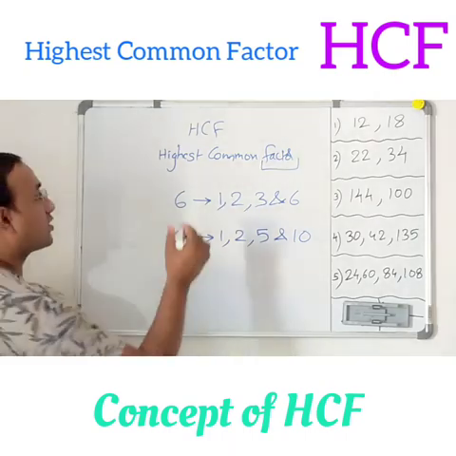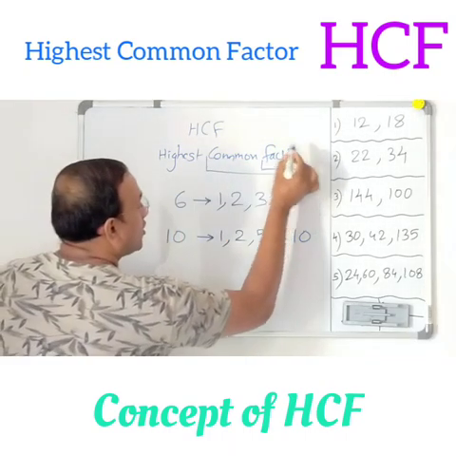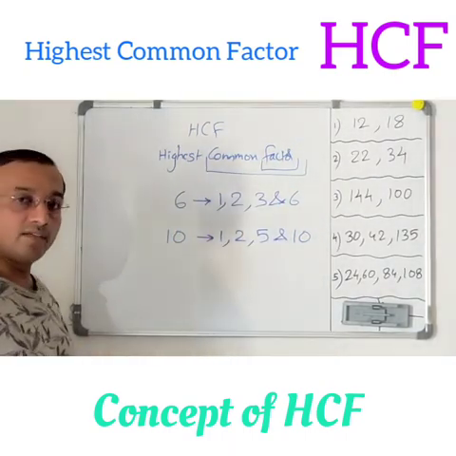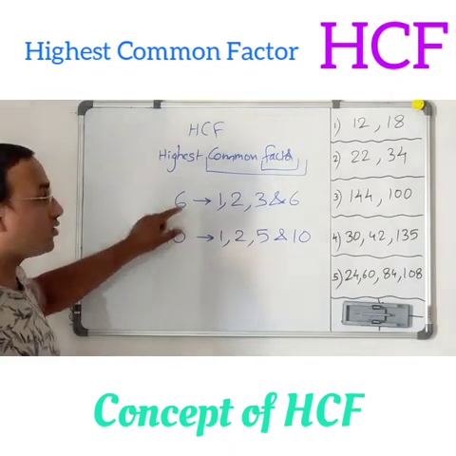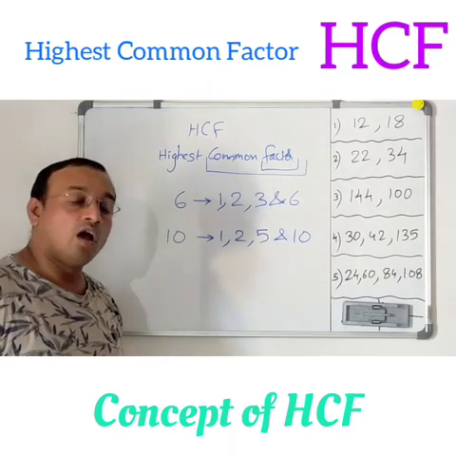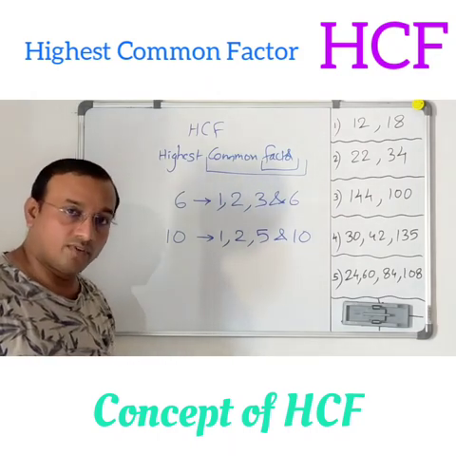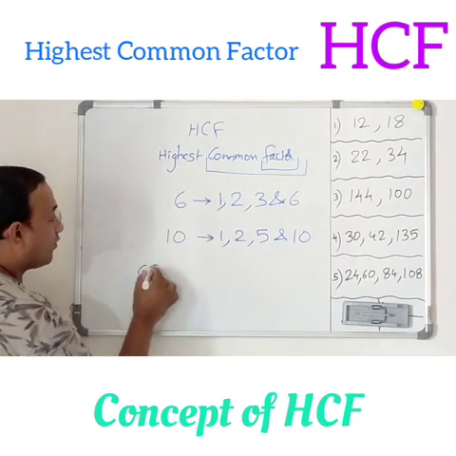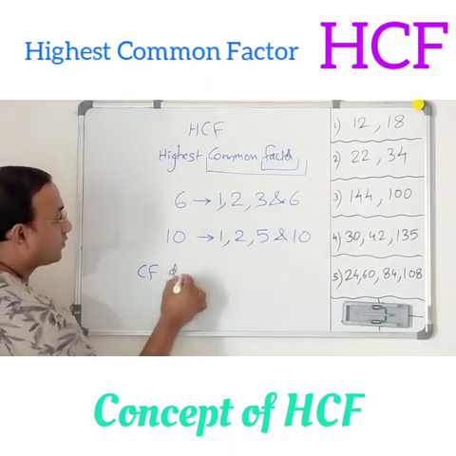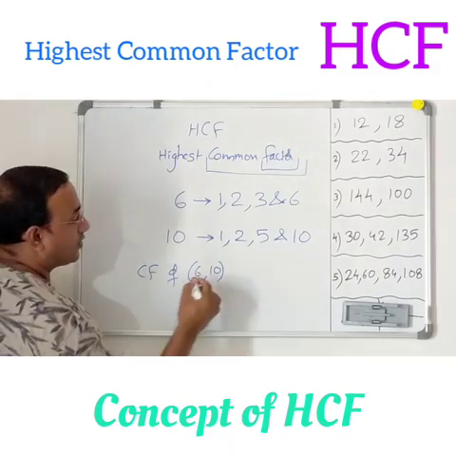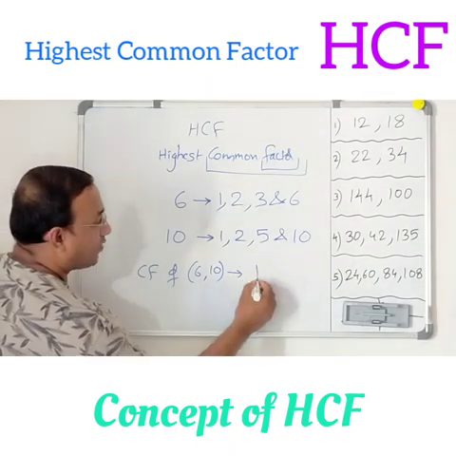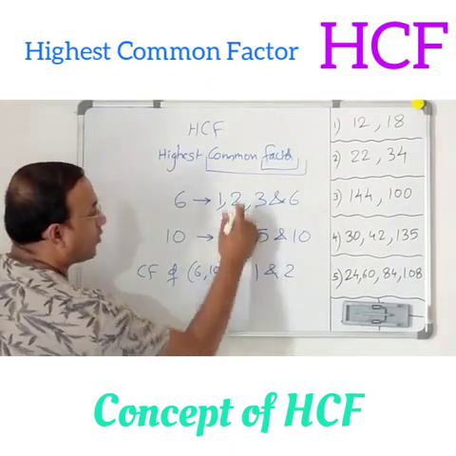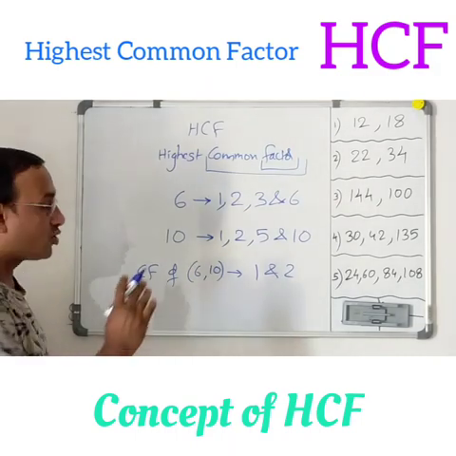Okay, now let us discuss common factor. When we want to discuss common factors, we require at least 2 numbers, or more than 2 numbers also. Okay friends, so let's start. So common factors CF of 6 and 10, 6 comma 10. What are the common factors friends? For both, 1 is a common factor and 2 is a common factor. Okay friends, these two are common.